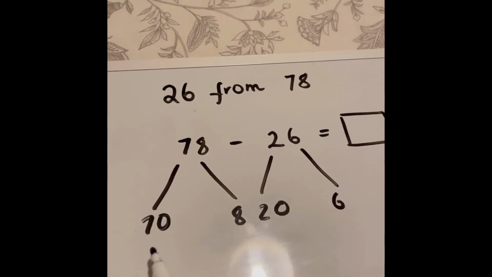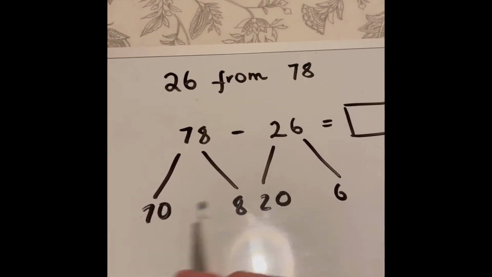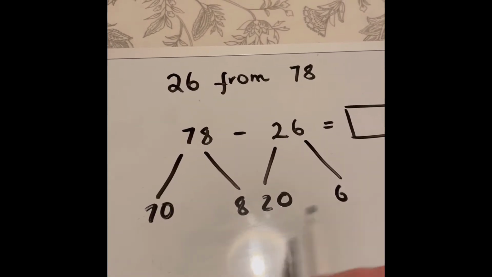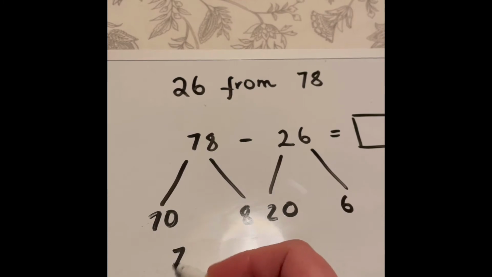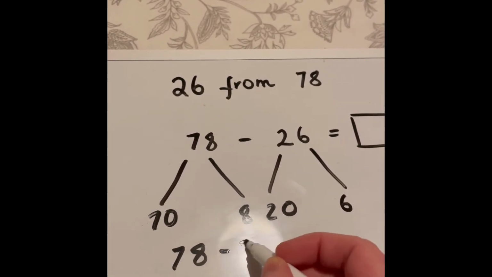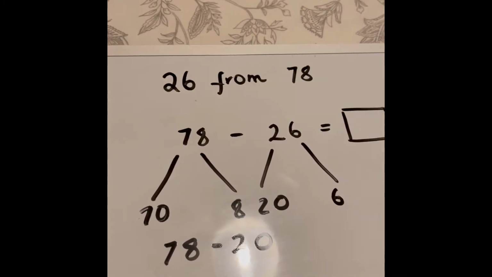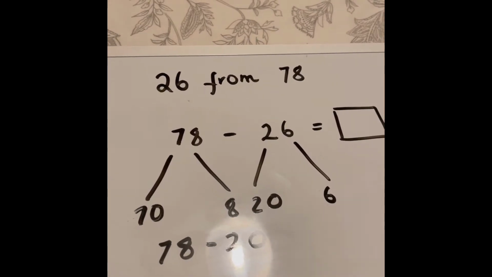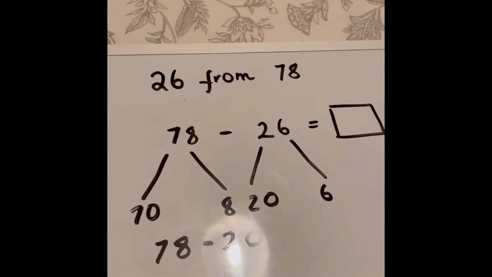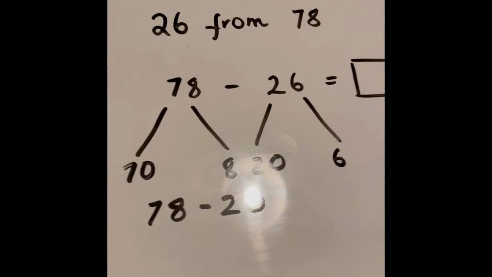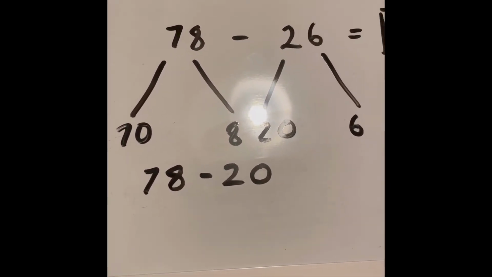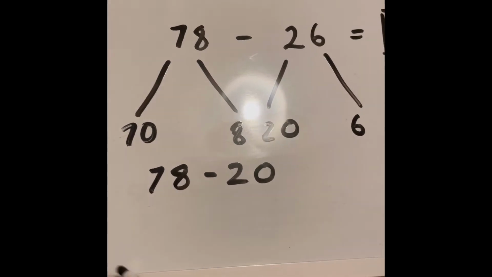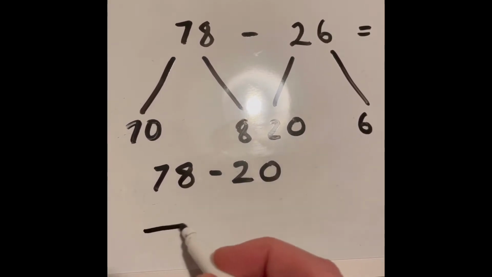So I've partitioned my numbers, 70 and 8 and 20 and 6. And I know that we need to do 78, take away 20 first to make it a little bit easier for us so that we're taking away the tens before we take away the ones. So you can count back in tens, you could use a number line to help you, or you could use your number square to help you. So I'm going to draw a little number line here to help me.